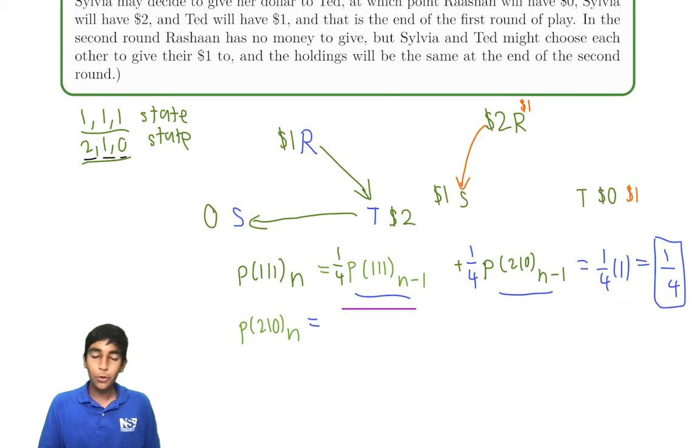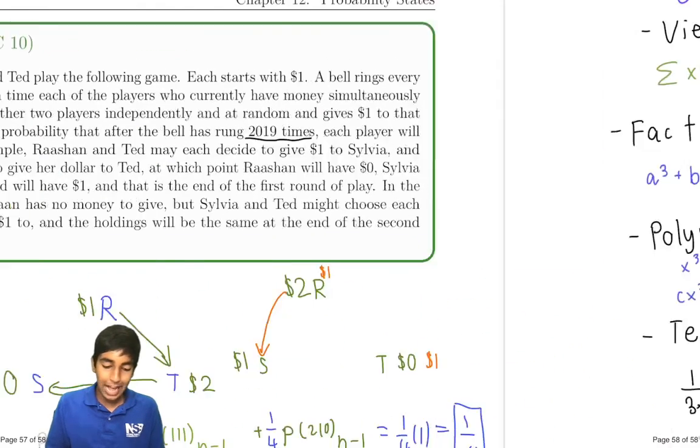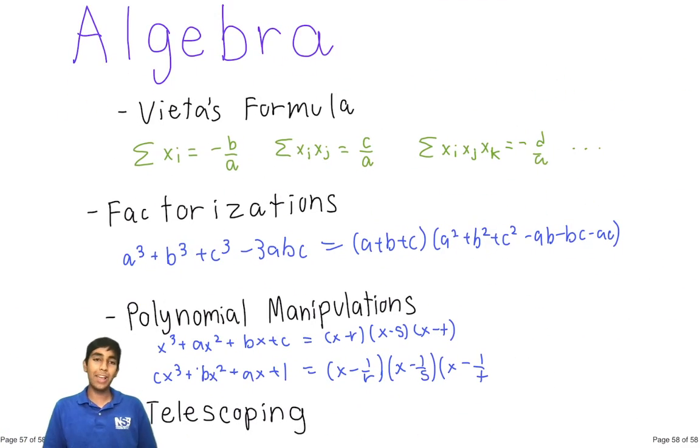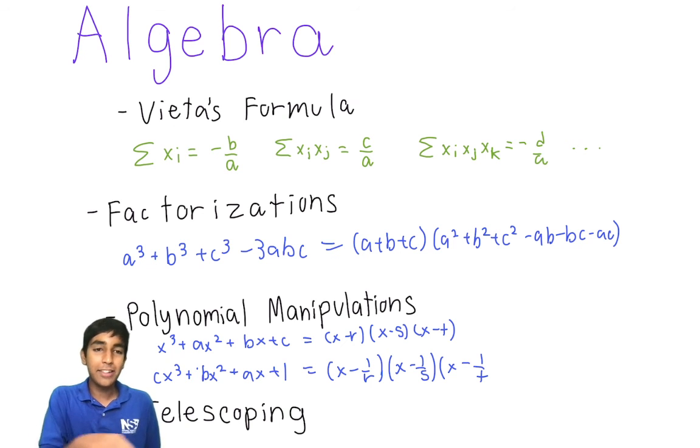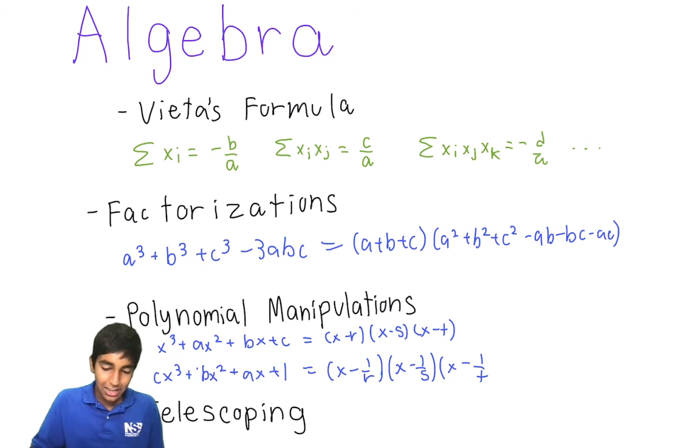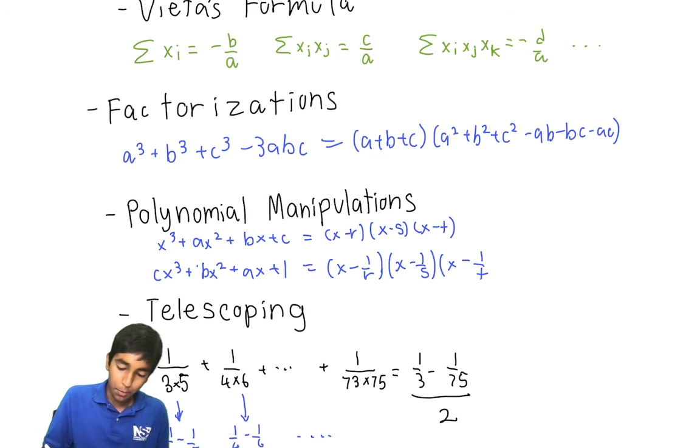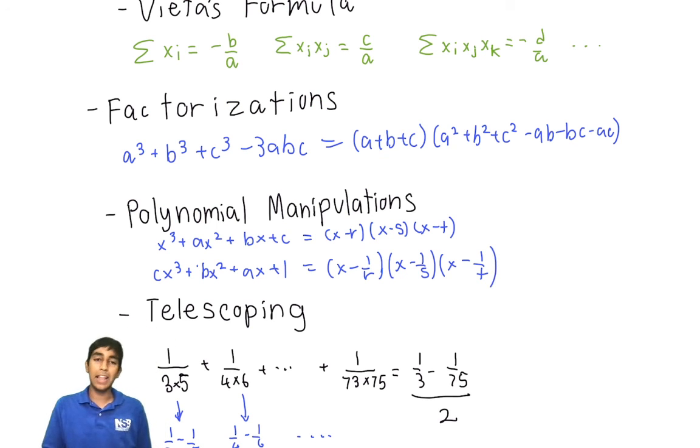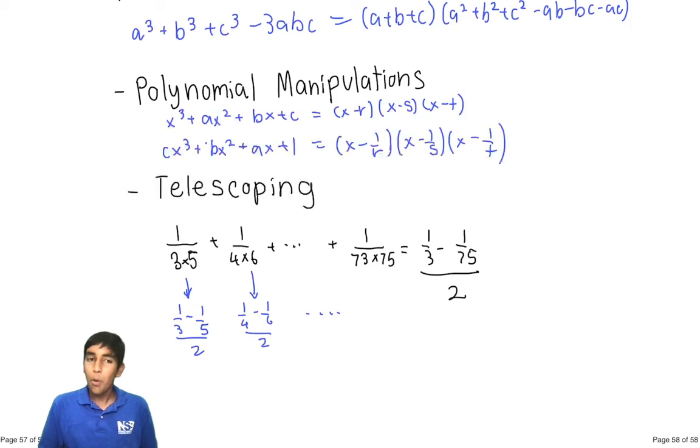And that was truly one of the best ways to end combinatorics and start algebra. In algebra, we have many cool techniques like Vieta's formulas, factorizations, polynomial manipulations, and telescoping, some of the most powerful tools on the AMC 10 and 12. But this will be in next time's units. You can check out the videos for algebra over here.